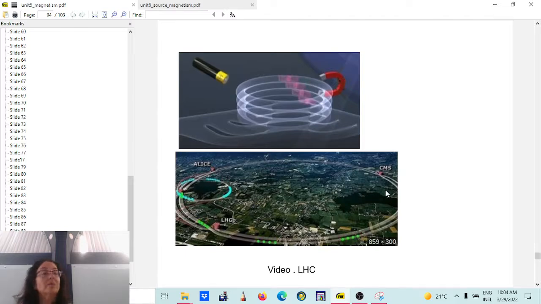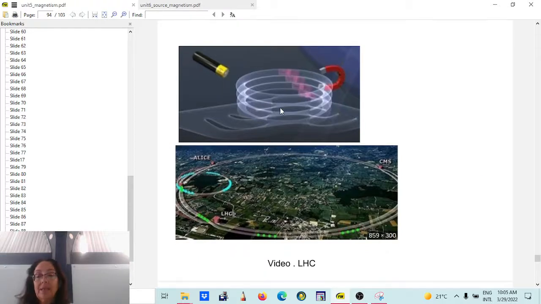You have the CMS, which is a detector, and ALICE, which is another detector. Of course, that's just to simplify. You don't have a magnet, okay, because magnets are not strong enough. They use an electromagnet and they use a superconductor to make sure that the magnetic field will be very strong. They don't use a battery, of course, they just use a voltage that they apply. But I think it's a very nice way to explain.